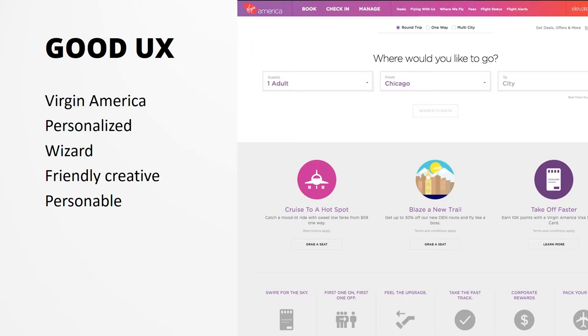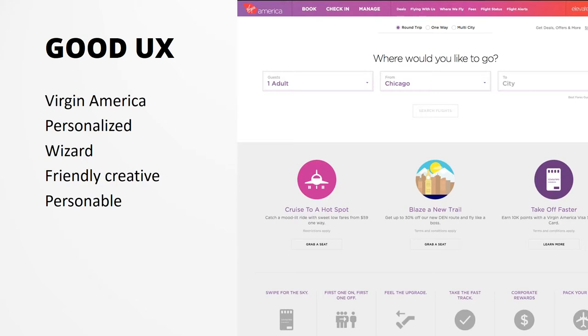But what's more is they also understand, using technology, that I'm in Chicago and I'm most likely a single adult. And they've pre-populated the wizard with that basic information. That's personalization, and that I think is one of the more recent developments in user experience that's becoming increasingly more common and is headed very quickly to becoming a point of parity.